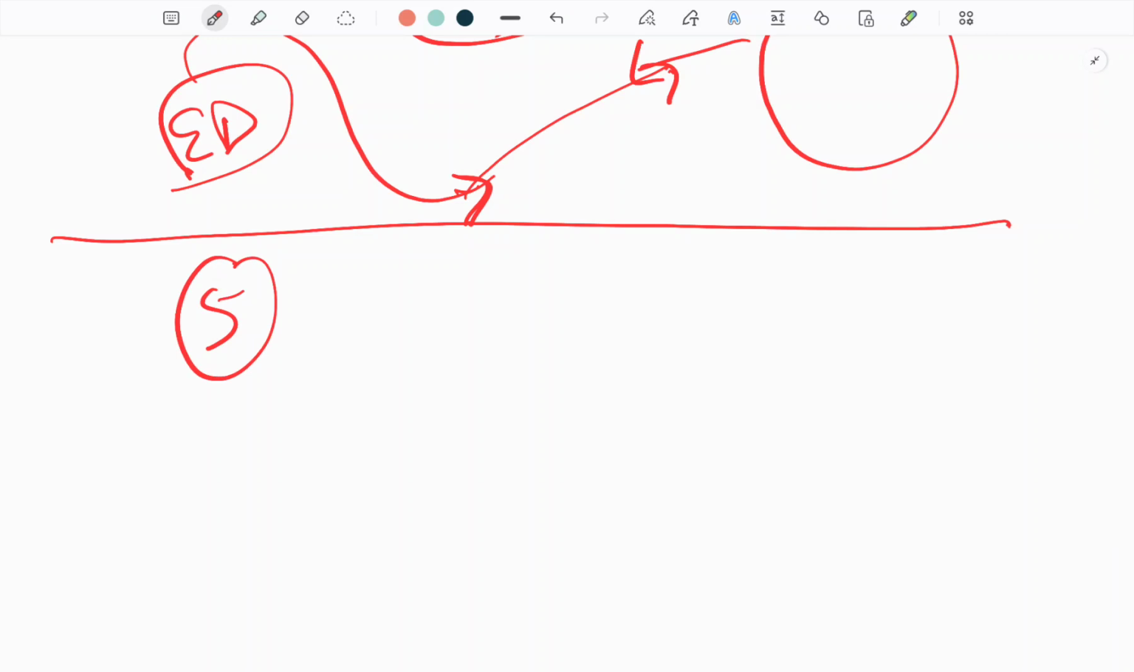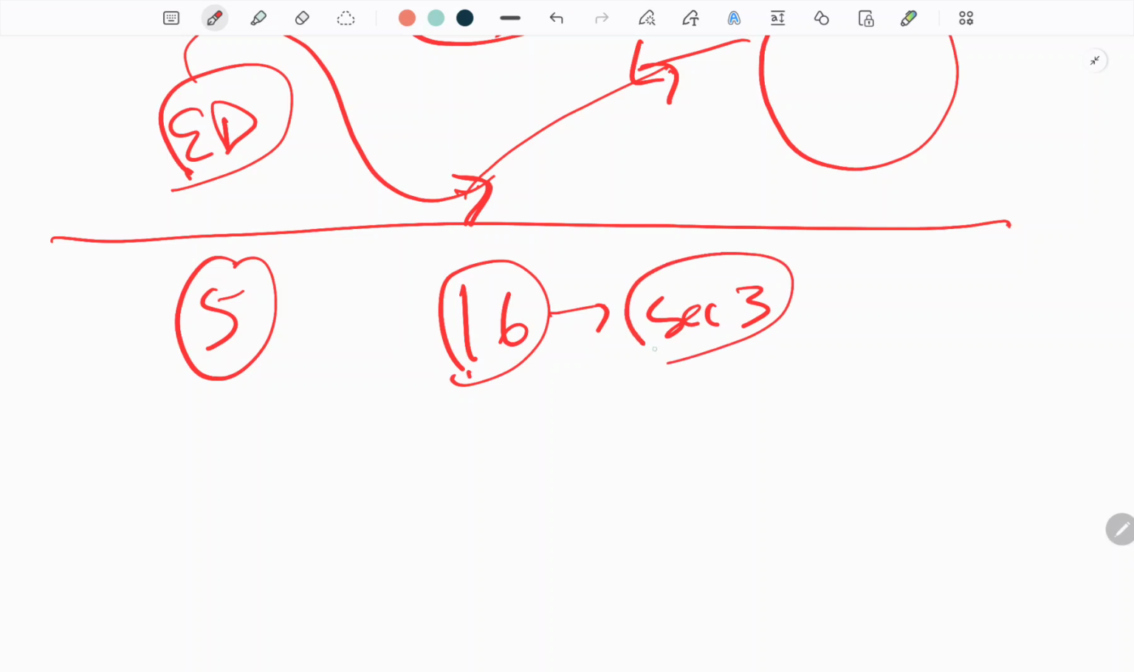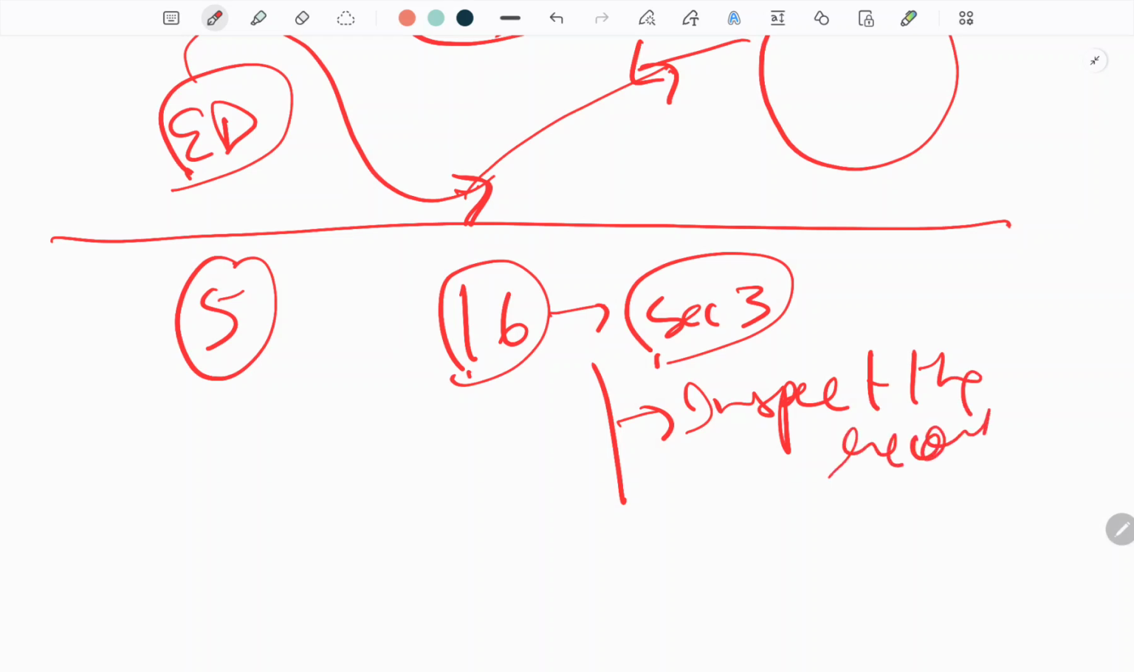The first is section 16, which deals with the power of survey. The power of survey is given to the ED. They can enter any place if they find that an offense under section 3 has been committed by any person. They can inspect the record or check and verify the proceeds of crime. Where a property or a record is kept by the person, they make an inspection of that record and that property.